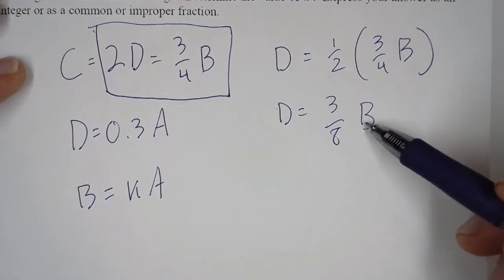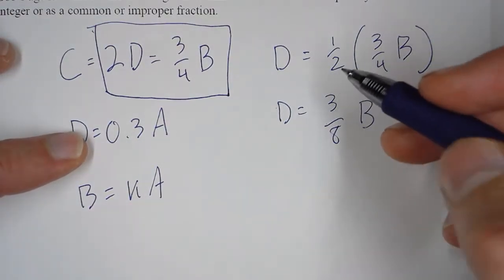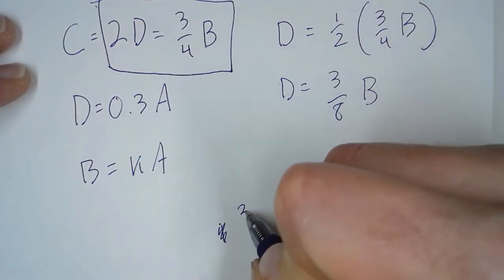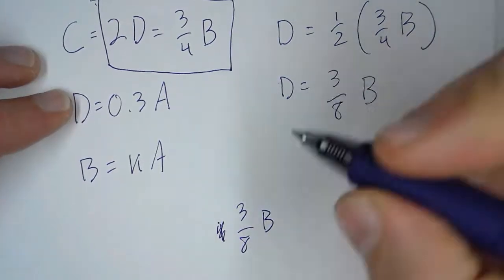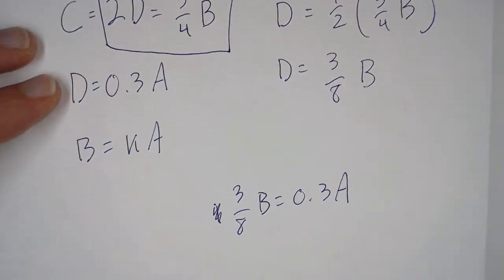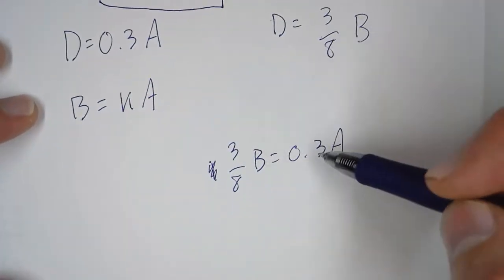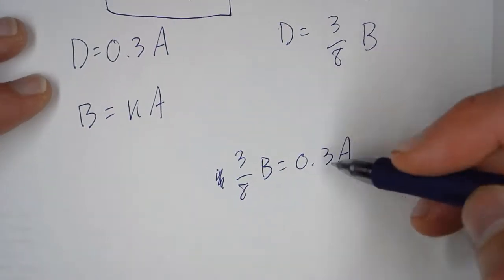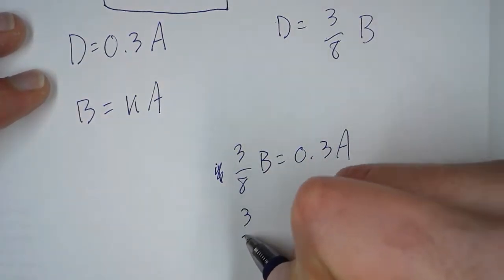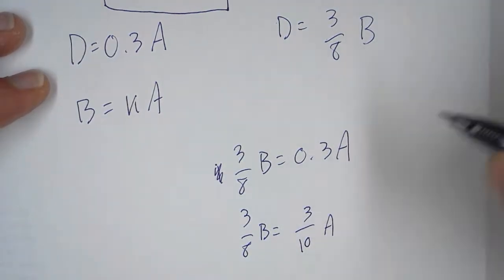Well, now that I have that, I can take this equation and take out the D and substitute it with 3/8 B. So 3/8 B takes the place of D in this equation, so that's 0.3A. Now the problem up above said they want everything as either an integer or an improper fraction, so this decimal is going to mess me up. So I'm going to turn this into a fraction. So 3/8 B equals 3/10 A.